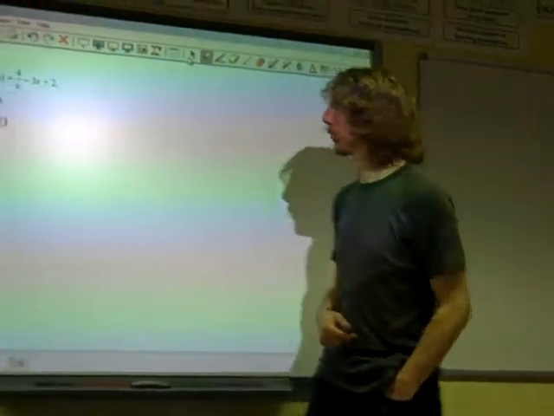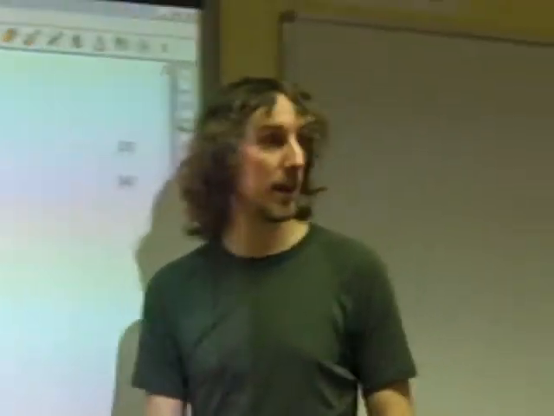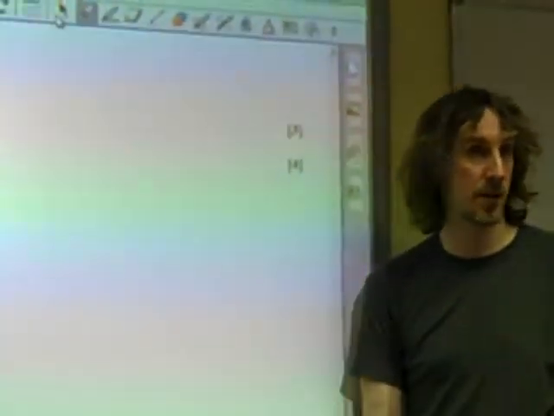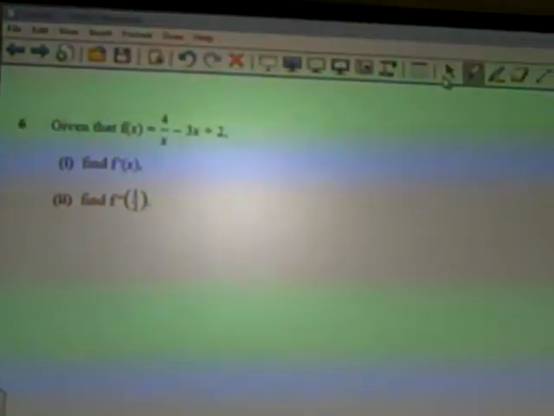Oh, we're recording. So question 6 on January 2012, core 1. A nice standard differentiate this thing, but can you see loads of marks? So it's 7 marks, so almost 10% of the paper just on this. f of x is 4 over x minus 3x plus 2.